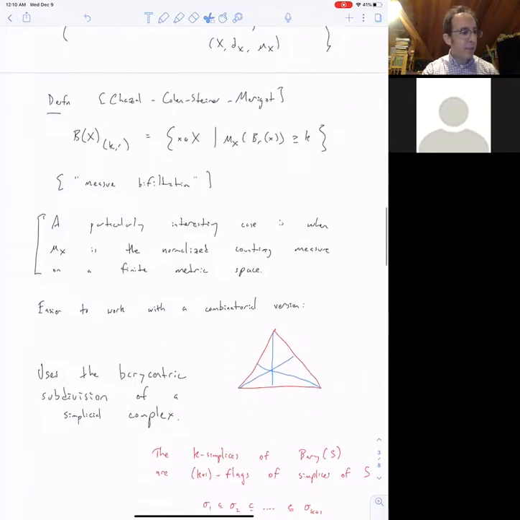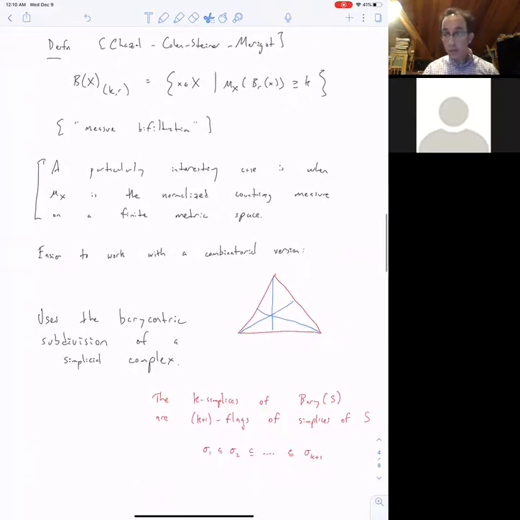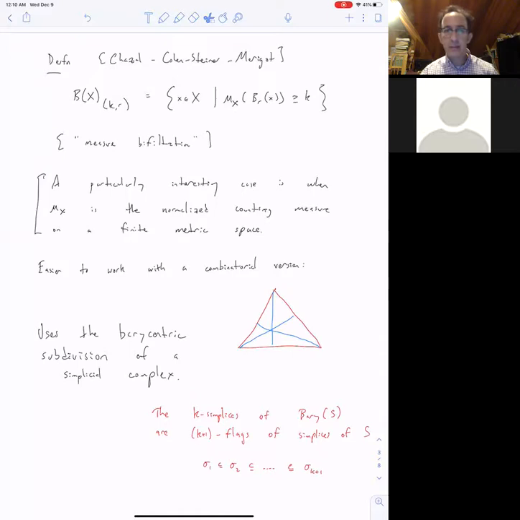Here, we're going to study some parameter-free density filtrations. A canonical one was written down by Chazal, Cohen-Steiner, and Mérigot. This is maybe what you call the measure bifiltration, where the bifiltration of X at parameters k and r is given by the points x in X such that the measure of a ball of radius r around x is greater than or equal to k.